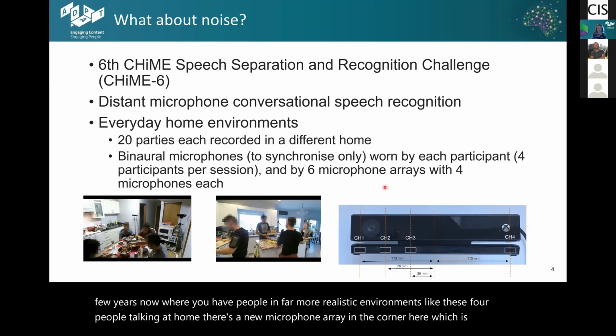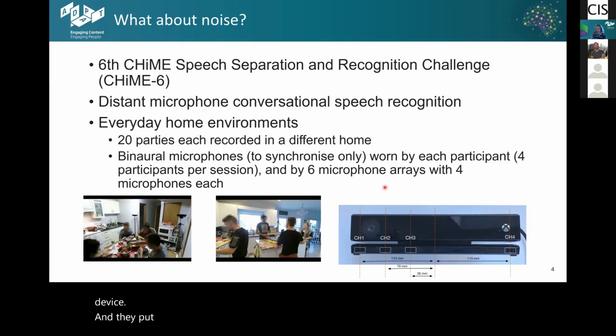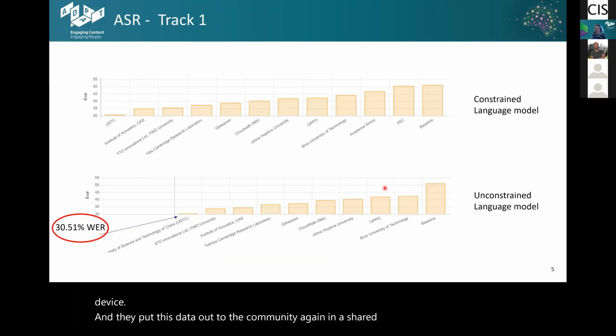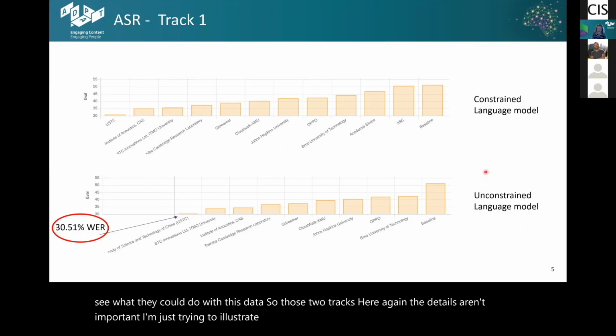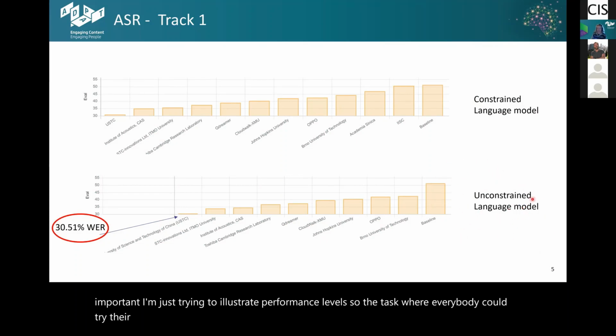So those 2 tracks here, again, the details aren't important. I'm just trying to illustrate performance levels. So the task where everybody could try their absolute utmost was where there was an unconstrained language model. This is the evaluation. This is word error rate. So lower is better. This is the baseline, and the best group was this group, which still had over 30% word error rate in realistic conditions. So, that's not really useful. And that's an audio only treatment of speech recognition.